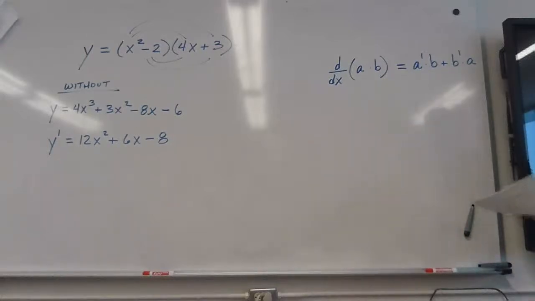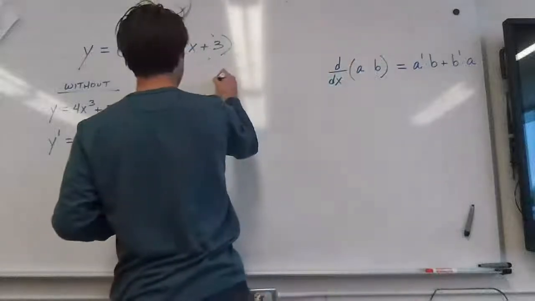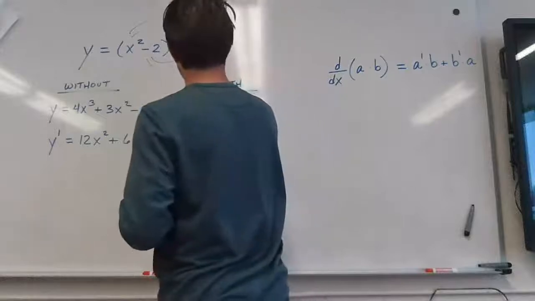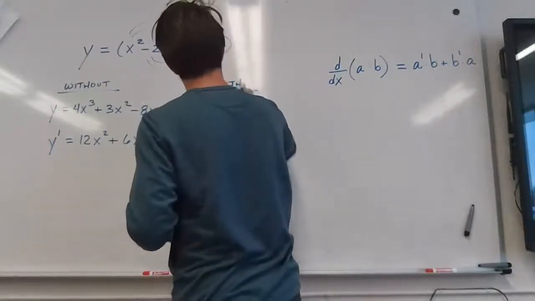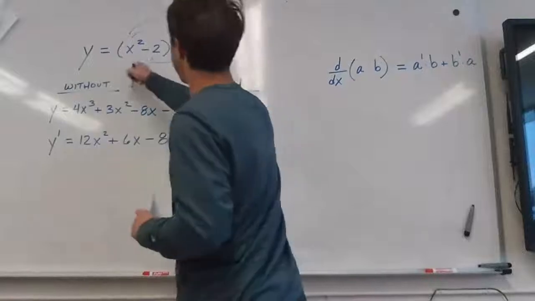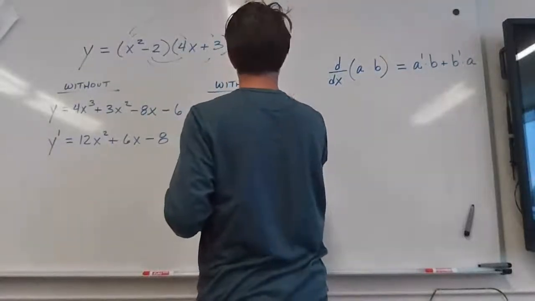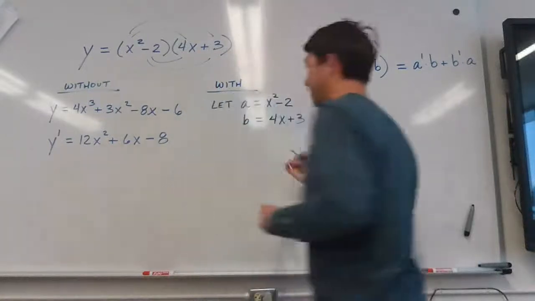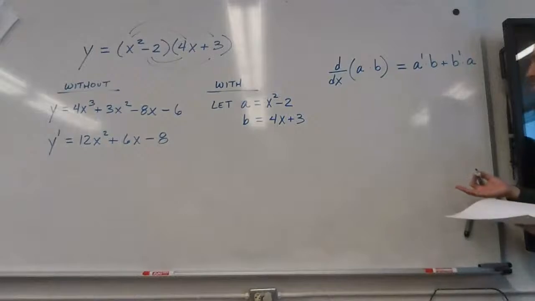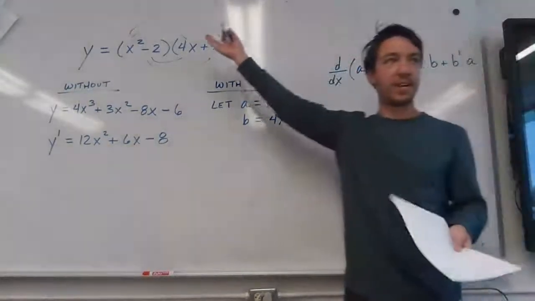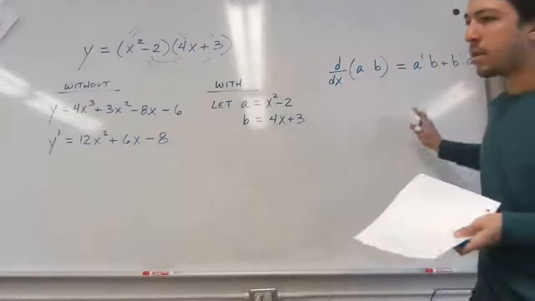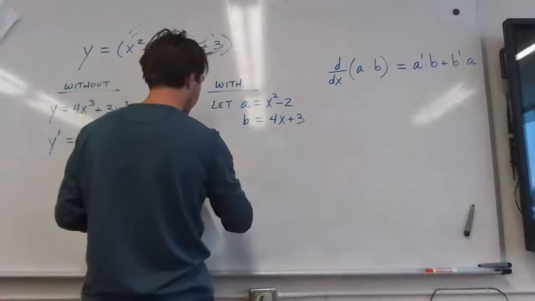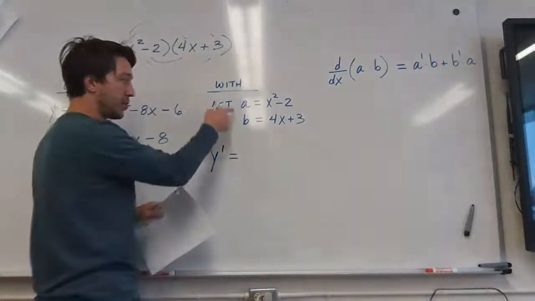Okay, so let's do it. Let's take the derivative of this with the product rule. Like we said, we're going to let A be this first thing, and B be that second thing. Am I safe to assume that it's fairly obvious that this is a product of two things, right? It's a thing times a thing. So, okay, let's do the derivative. So what's A prime?